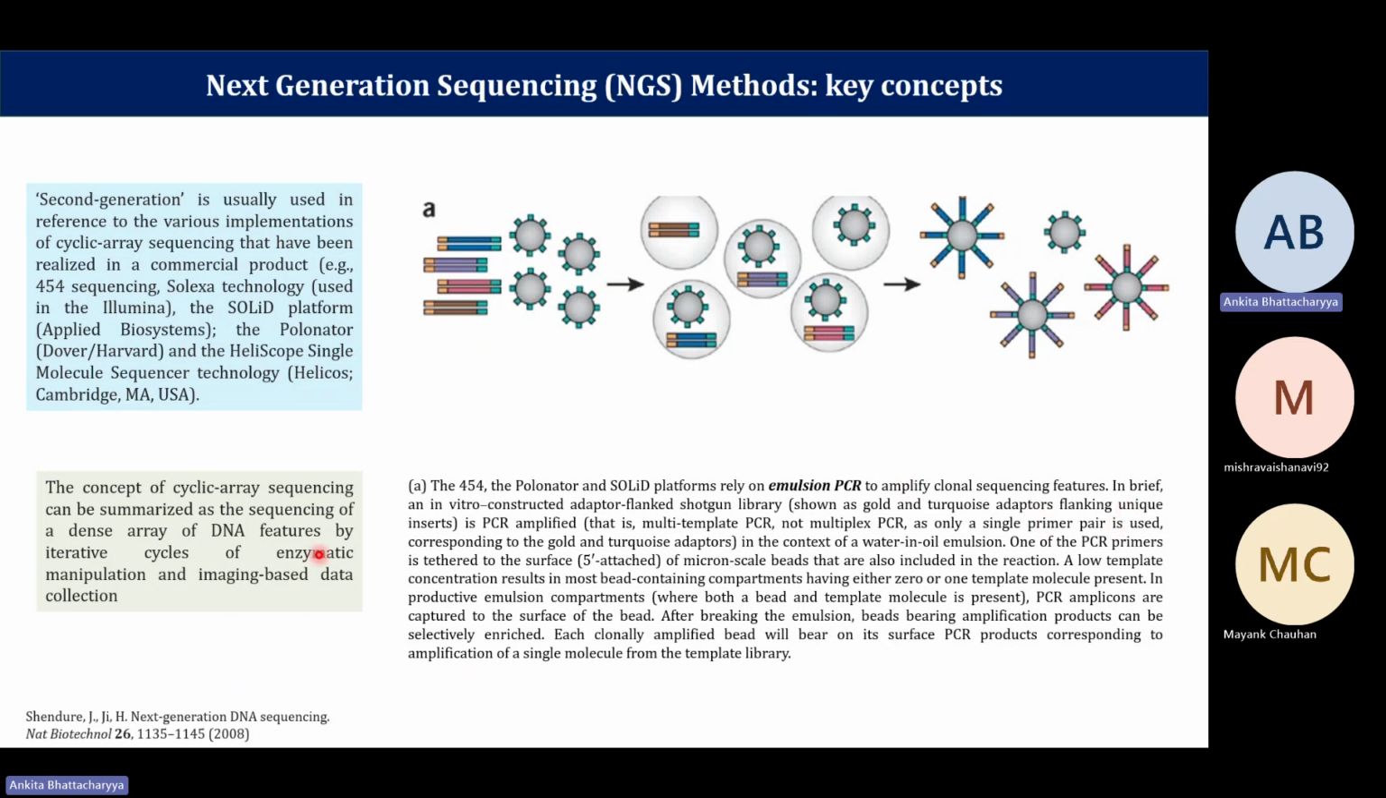So briefly, an in vitro constructed adapter-flanked shotgun library. If you remember previously, we saw that the shotgun library was labeled with adapters. Here the adapter is shown in gold and turquoise, which flanks your insert. That undergoes PCR amplification. This PCR is multi-template PCR, not multiplex PCR, because a single primer pair is used in a water and oil emulsion. Now, one of the PCR primers gets tethered to the bead that is also utilized in this reaction. This is the bead that you can see.